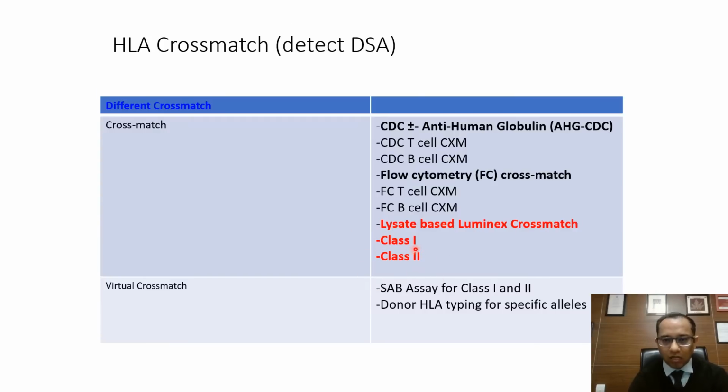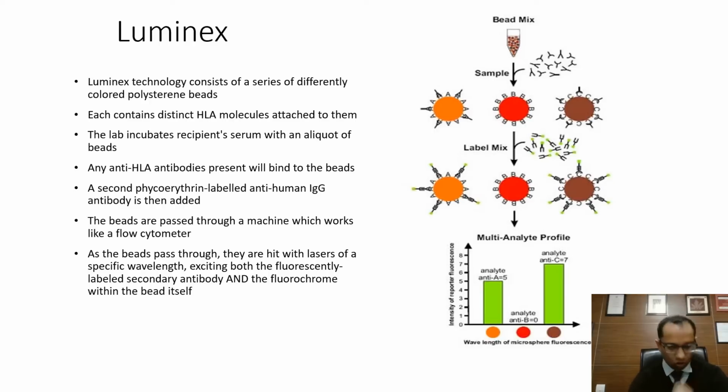It can detect both class 1 and class 2 antibodies, and you also have a virtual cross match, which is a different topic altogether. So, just talking about Luminex. Luminex technology, what is Luminex technology? It's a patented technology which was developed by Luminex. It is an instrument, Luminex 100 or 200, which consists of a series of different colored polystyrene beads.